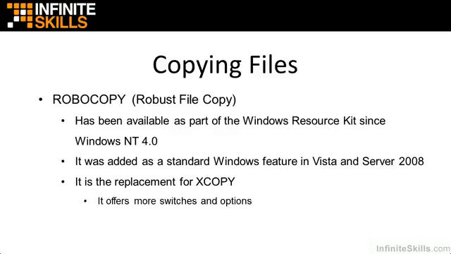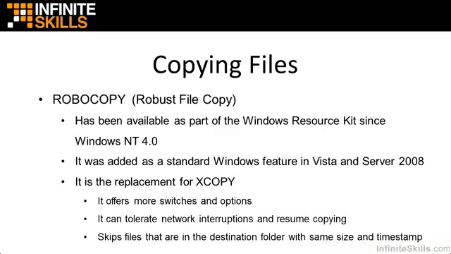And robocopy offers even more switches and options. For example, it can tolerate a network interruption and then resume copying. It can also skip files that are in the destination folder that have the same size and timestamp as the one coming from the original folder. And there's a lot more features that this thing will do. So copy is simple, single folder only. Xcopy will copy folders, files. Robocopy offers a lot more bells and whistles, and it's even more robust than Xcopy.